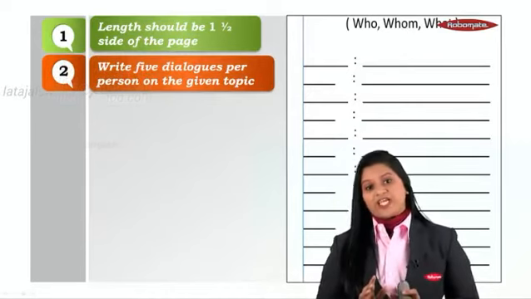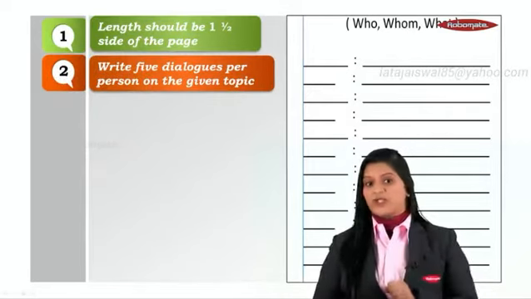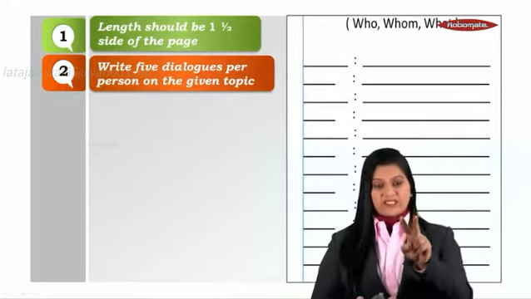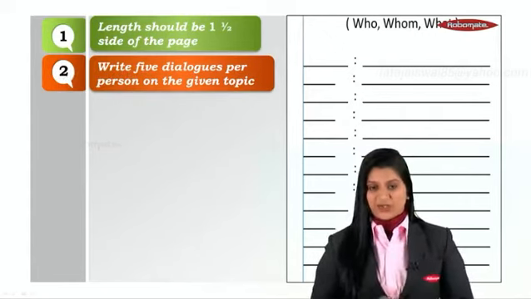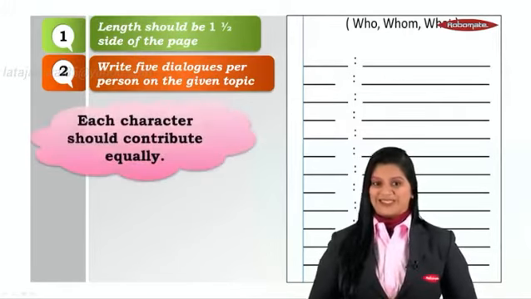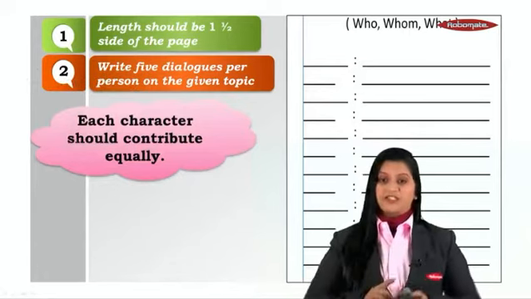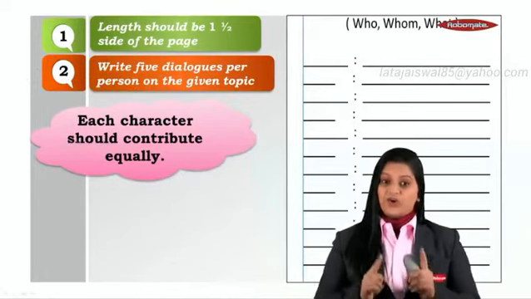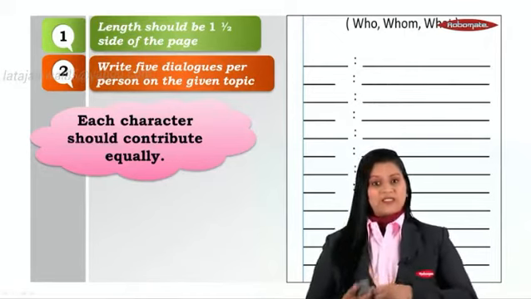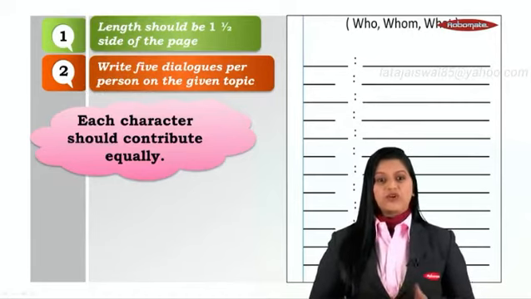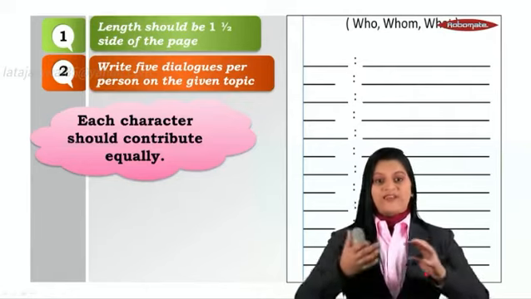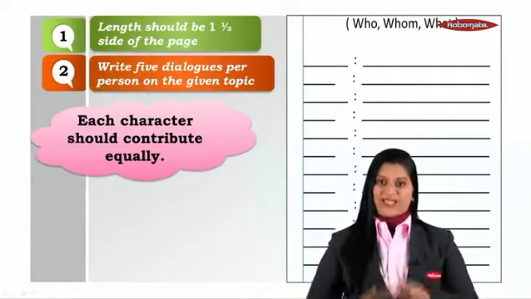Then write 5 dialogues per person on the given topic. Generally you're going to have 2 people in a conversation, and that is why those 2 characters are going to contribute 5 dialogues each. That means altogether 10 dialogues minimum should be there in your writing skill. Each character is going to contribute, and that contribution should be equal. What do I mean by that? It's simple. Say one character says something. The other character should not always answer with a yes or a no or just a word. Both the characters should be able to contribute equally in that dialogue.